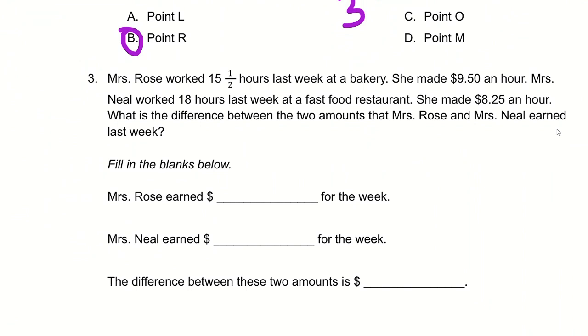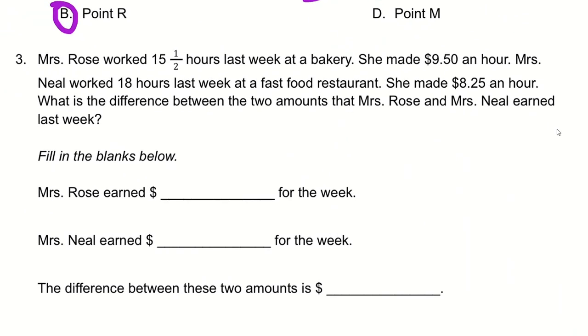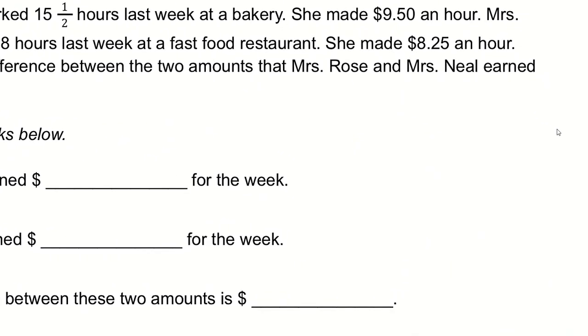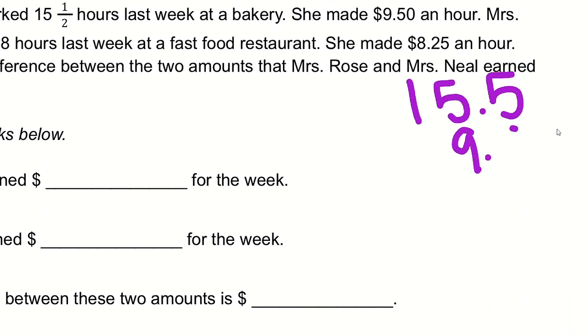Okay, so first we got to figure out what Miss Rose made. This is like 3 steps. Oh, yeah, this is a 3-stepper. Okay, so 15.5, they have it in a fraction, but we can easily make that into a decimal with 15.5. We don't need that 0, trash him. And she made $9.50. We're going to do 9.5 on that one. Correct? Yes.